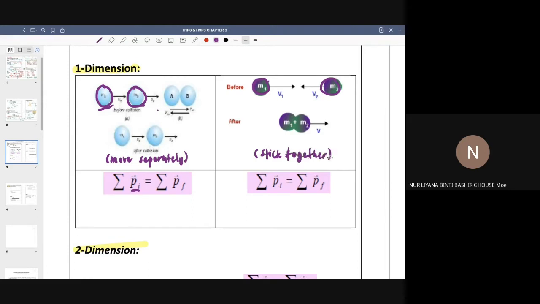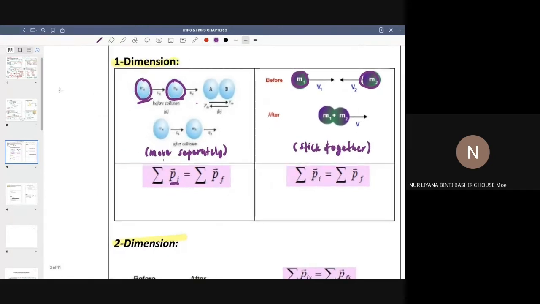Okay, and then also for the initial momentum untuk mass A ataupun kita kata mass 1. So we know formula for momentum is P equals to MV. Now we have dua benda yang ada mass dan dua benda yang bergerak. So dia akan jadi untuk initial momentum, it is M1 U1. This one is for the first, untuk yang pertama ni. Dan kita tambah dengan yang ni pula, so M2 U2. So this one is for the initial case.